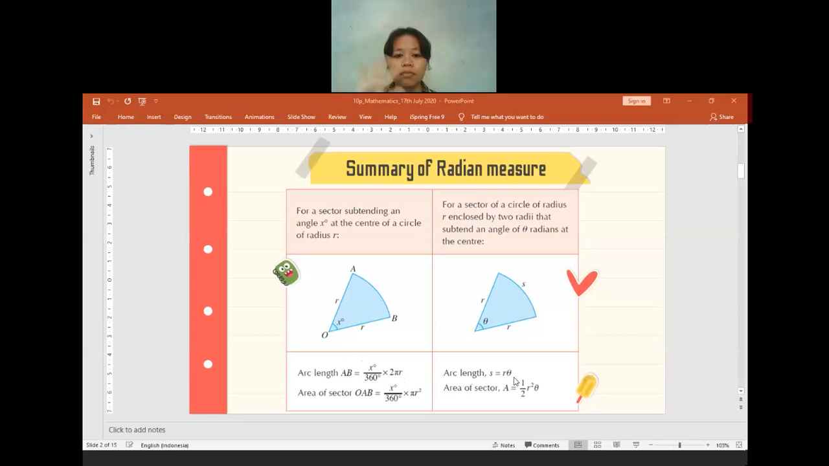Teacher, I'm confused about the arc length. Okay. For the arc length, you just need to see the formula. Do you know which part is arc length? Arc length is like this one. This is what we call the arc length, the one that I highlighted with the red line. Those parts we call the arc length. Arc length is a part of the circumference.